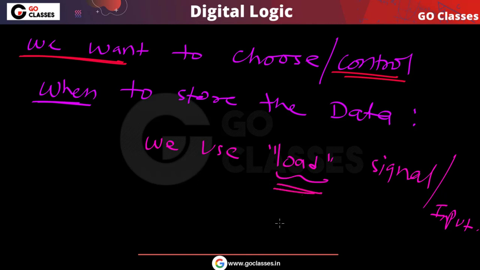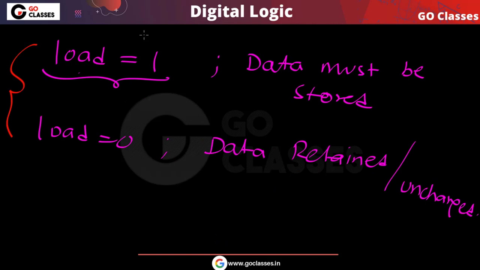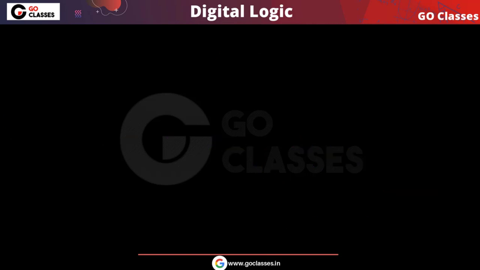So remember, we want to control when the data will be stored in the register. For that we need something called a load signal. A new signal we want, that is called the load signal. When load equals 1, then data must be stored, and when load equals 0, then data must be unchanged. This type of functionality we want.